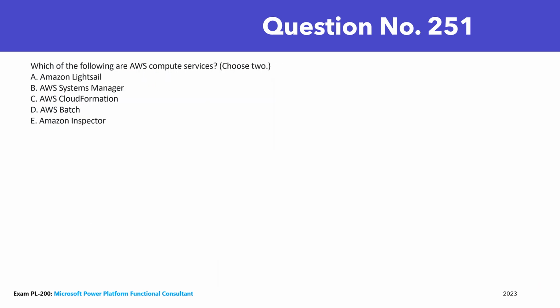Following are AWS compute services. Choose 2. A. Amazon Lightsail. B. AWS Systems Manager. C. AWS CloudFormation. D. AWS Batch. E. Amazon Inspector. Correct answers, A and D.